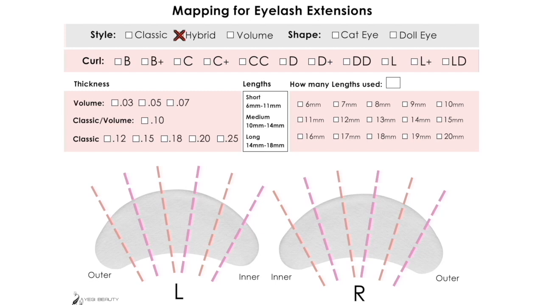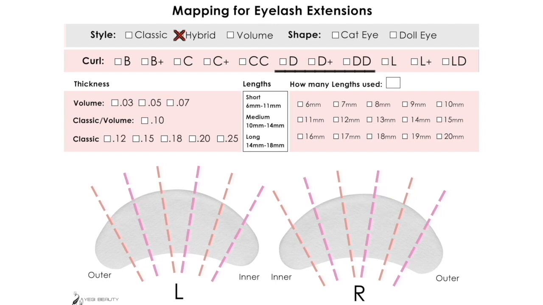Now, the really curly area is all my D's, right? Because we said B is more natural, C is average curly, D is really curly. So I'm gonna pick one of these curls, okay? And some eyelashes come in D's, D pluses, DDs. Usually if it's a D plus or a DD, it's curlier than regular D.